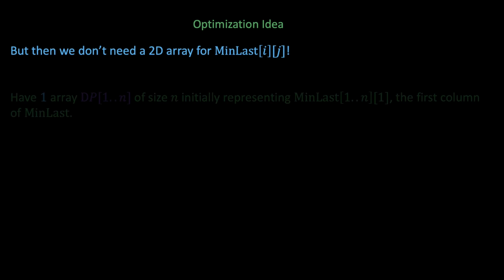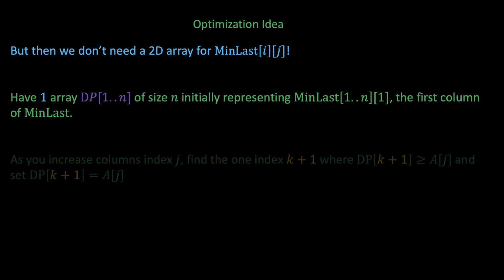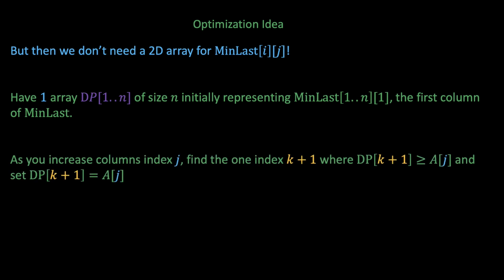But then this means that we don't really need a two-dimensional array of min last i j. We can simply have only one dynamic programming DP array of size n, initially representing the first column of min last. In each turn, we increase the column index j and find the one index k plus 1 where dp k plus 1 is greater than or equal to aj, and set its value to aj.